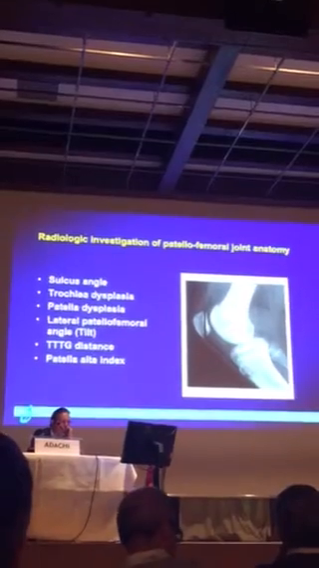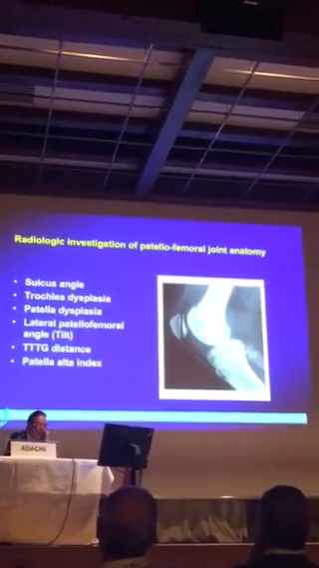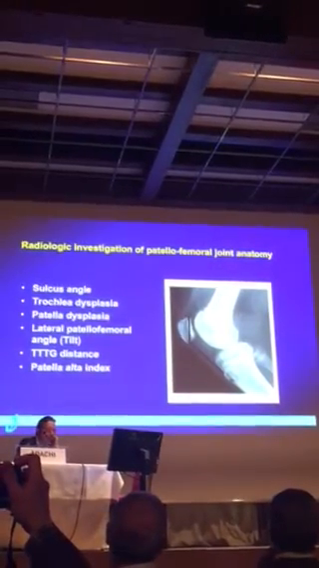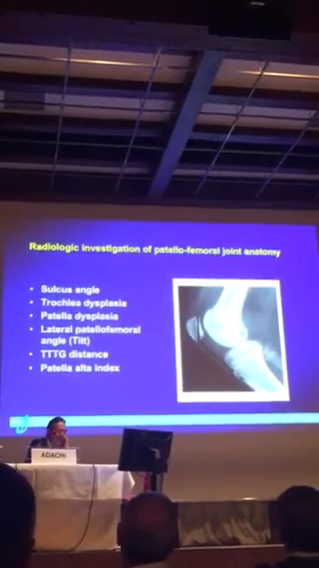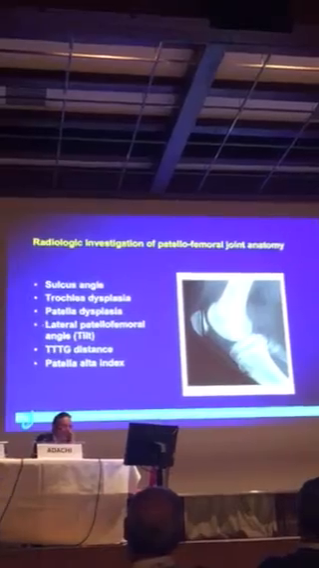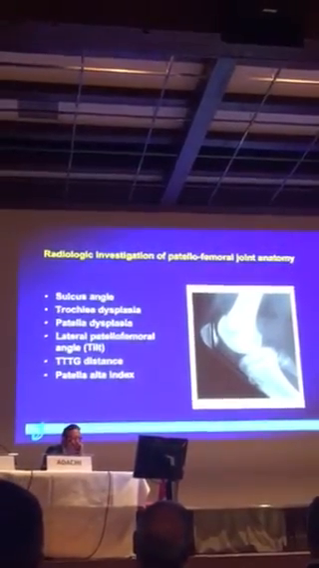There are numerous radiological investigations that you can do to characterize patellar anatomy. And sulcus angle, describing the angle at the trochlear sulcus, is one of them. Trochlear dysplasia, patellar dysplasia, the lateral tilt, TT-TG distance, and patella alta indexes.